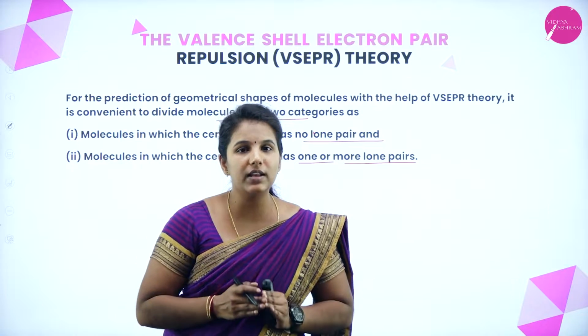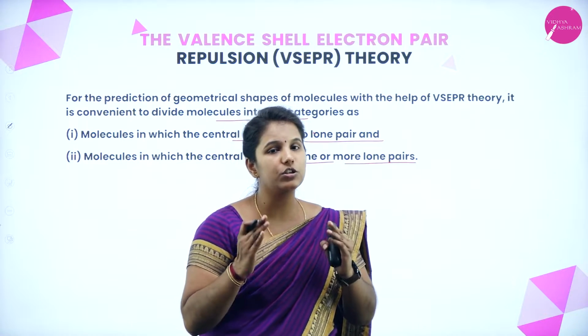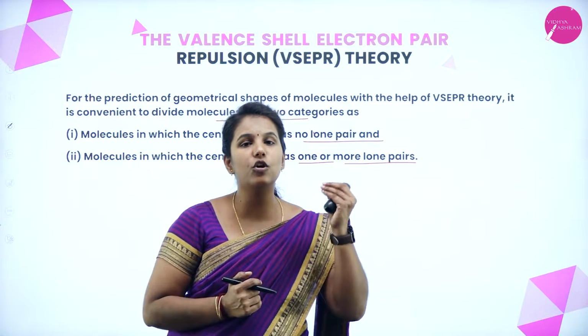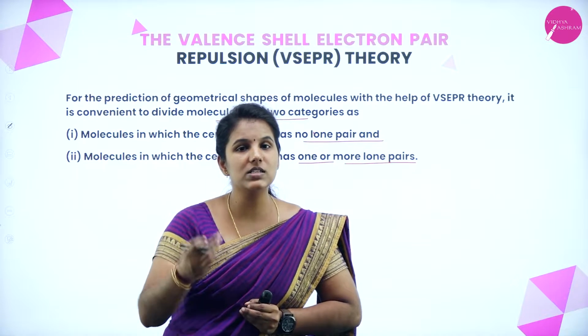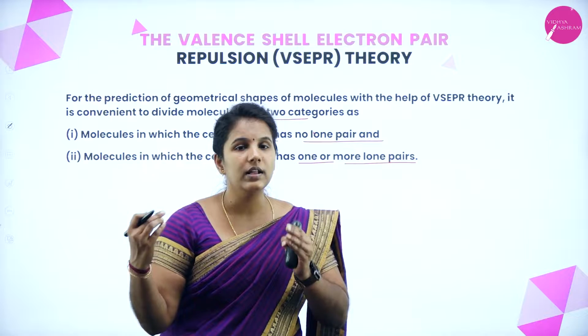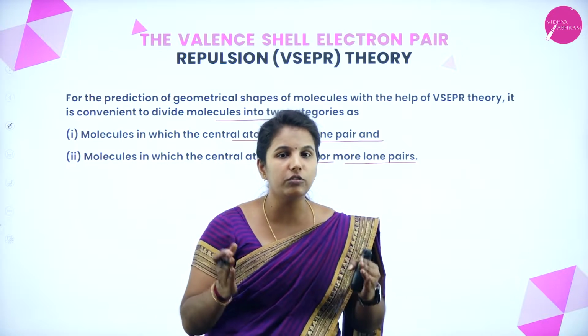So, how can we divide the molecules? We can divide the molecules into two types: molecules that have no lone pair of electrons, and molecules having lone pairs of electrons. Like this, we can divide the molecules into two categories.